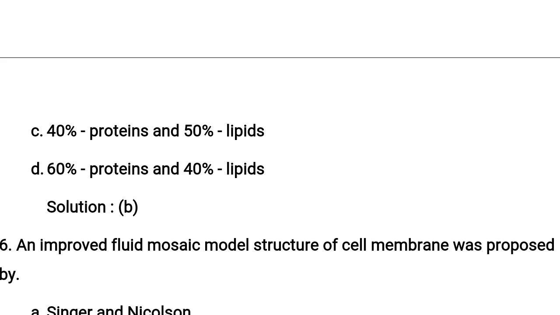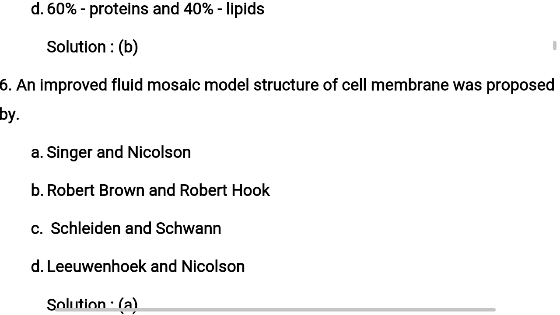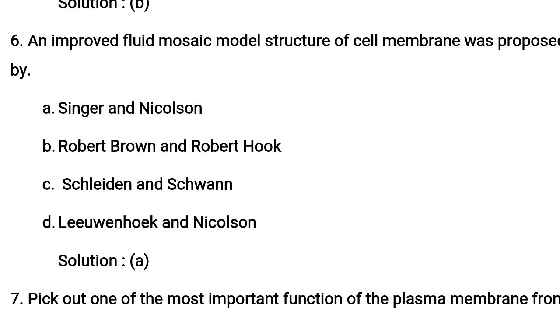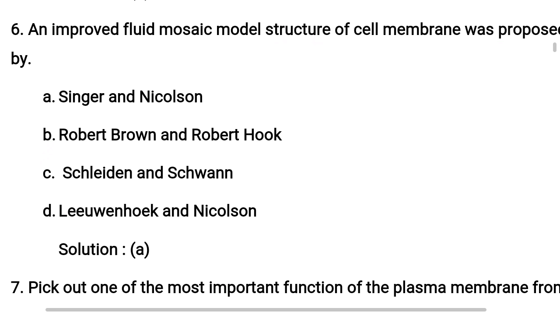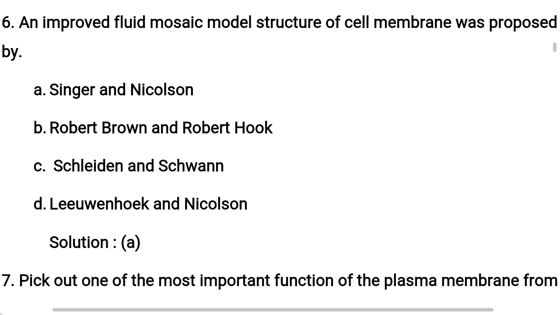So now coming to sixth question. An improved fluid mosaic model structure of cell membrane was proposed by. This concept is also very important for PU board examinations. So remember it and note it down please. Option A, Singer and Nicholson.